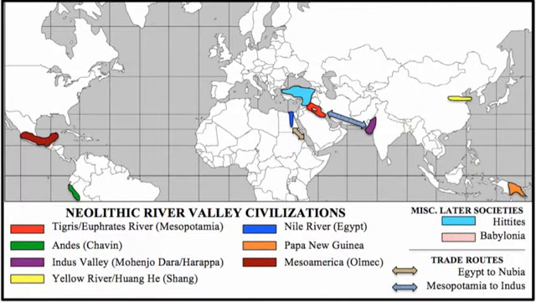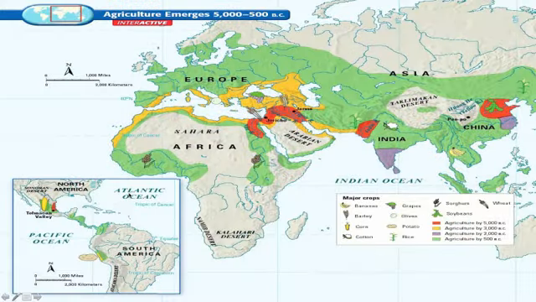You see in this map the Neolithic River Valley civilizations. Once again, the Nile River Valley in Egypt, Mesopotamia, the Indus River Valley in India, the Huanghe or Yellow River here, Papua New Guinea, Mesoamerica, and the Chavín here in the Andes region. A couple of different maps are going to show you this. Here you see agriculture emerging 5,000 to 500 BC. Once again in these river valley civilizations.